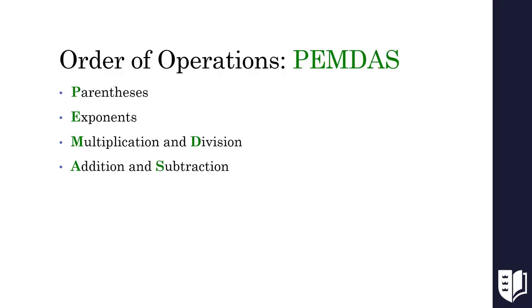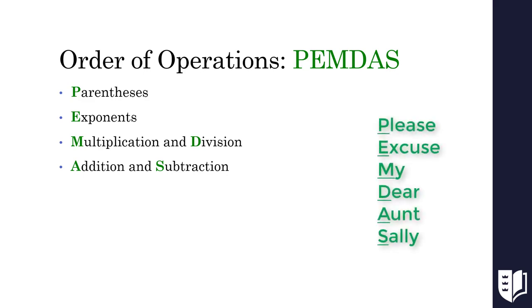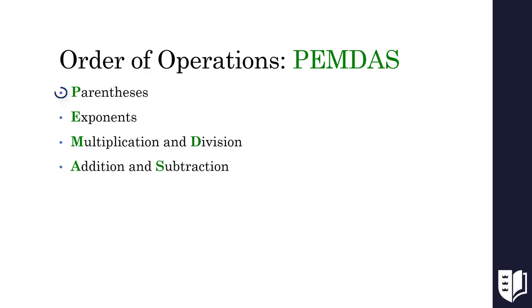There are 4 parts to the order of operations, which we represent with an acronym PEMDAS, P-E-M-D-A-S. Sometimes we use the phrase, "Please excuse my dear Aunt Sally," to help us remember this. PEMDAS stands for parentheses, exponents, multiplication and division, and addition and subtraction. These are given in the order in which we need to complete them.